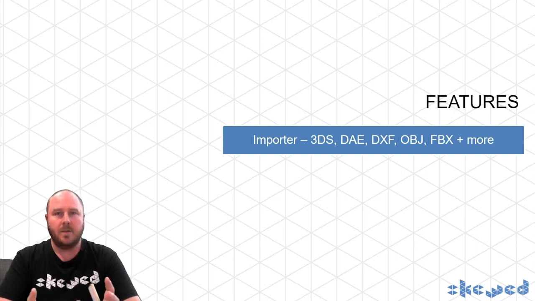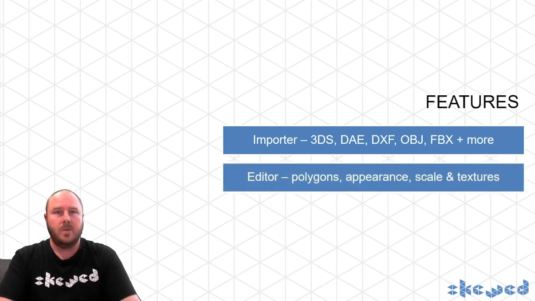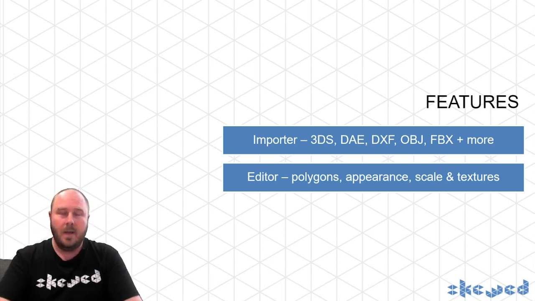But it's not just the ability of bringing content in. The first thing is being able to bring the content in, but it also has the ability to edit this content when you bring it in. So it enables you to edit all the polygons, in other words, reducing the polygon count, because the second you bring this content in, you realize how big it is and how much it crunches your computer.